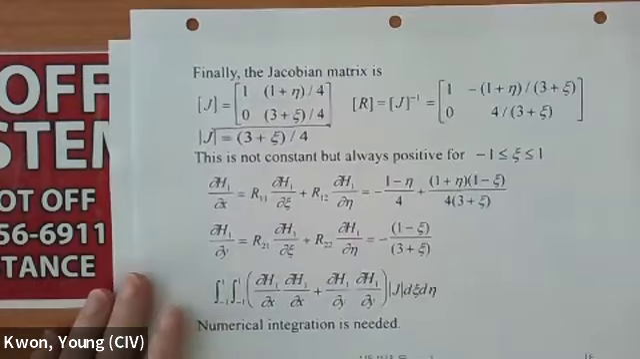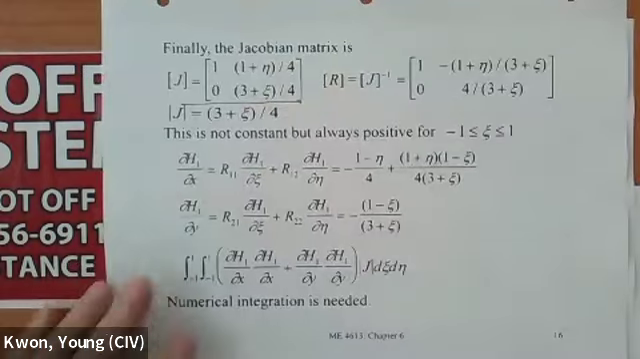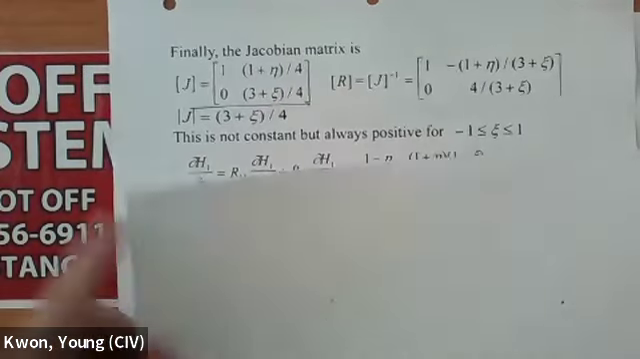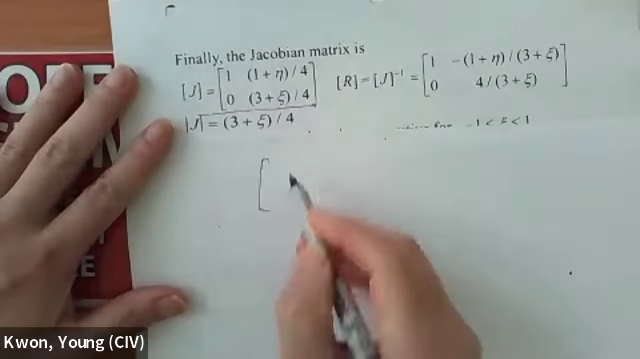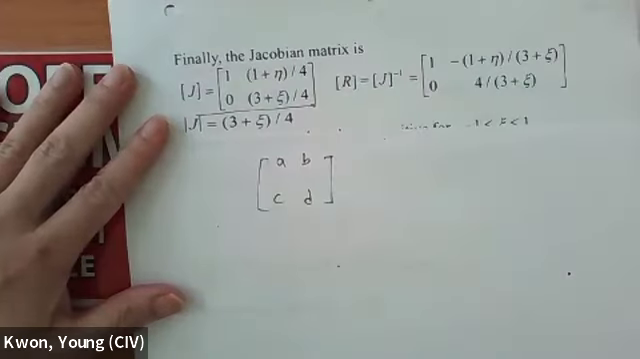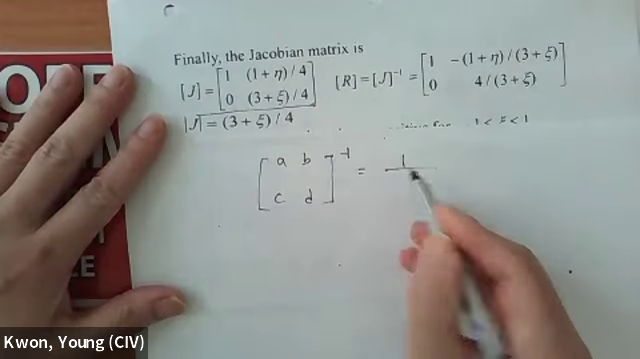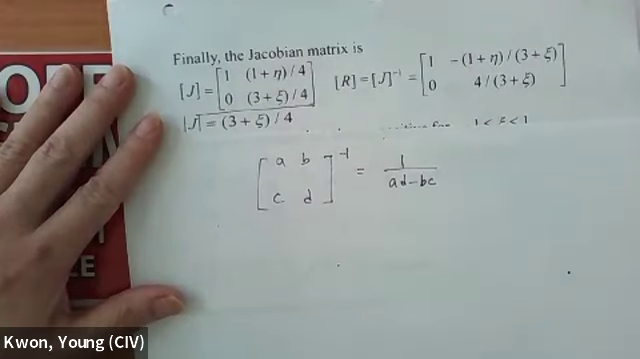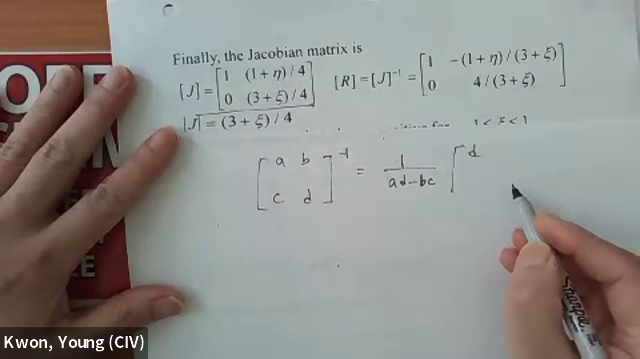How do you do the inverse of the Jacobian? For a 2 by 2 matrix, how do you do that? There is a simple formula: if you have the 2 by 2 matrix A, B, C, D, and take the inverse, that's going to be 1 over AD minus BC. That's the determinant of the Jacobian. And that's going to be D and A.